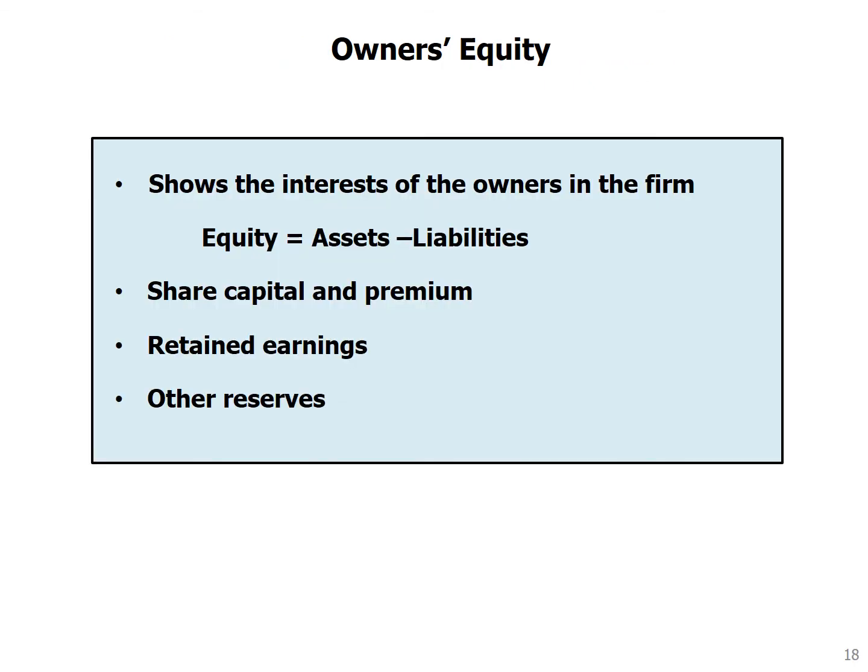So owner's equity. This shows the interests of the owners in the firm, and we've looked how under the accounting equation we can arrive at equity as being the difference between assets less liabilities. It comprises share capital and share premium. These accounts represent new money that investors have put into the firm. Retained earnings represents profits that the business has made and that have been retained in the business rather than being paid out as dividends, and certain other reserves which we'll look at in due course.